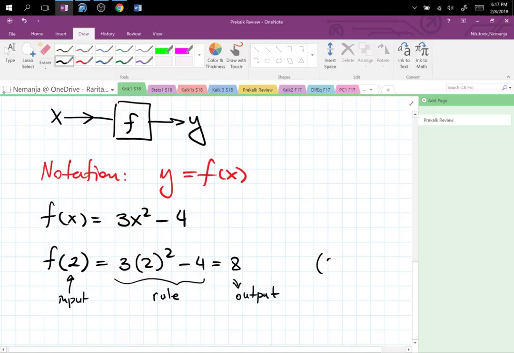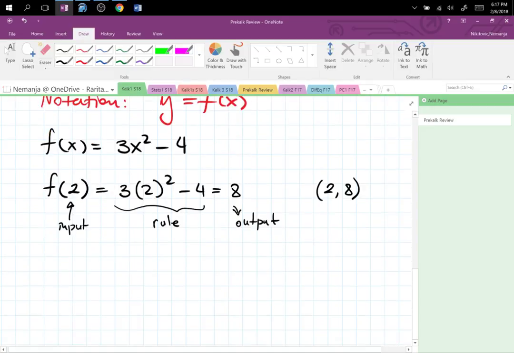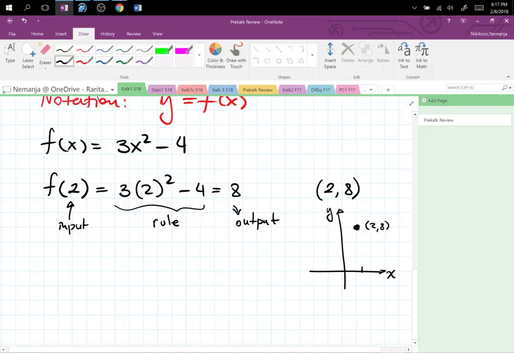We know that we can put that as the ordered pair (2, 8), and then eventually we can place that on the graph, right, as a point in space. In this case, two-dimensional space. So we have this correspondence between the input, output, and the rule, which is the function which changes.